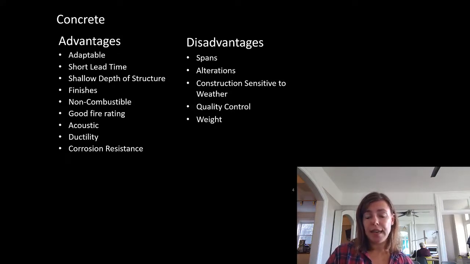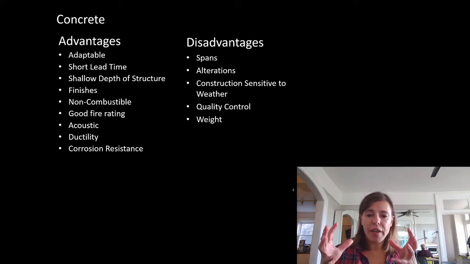There's a short lead time. If you call someone up and say, I have a concrete building that I want to build, here are the drawings, they can probably be mobilizing on site in a very quick time. Depending on how busy the industry is, they could probably be there in a week or 2. You can get a very shallow depth of structure.